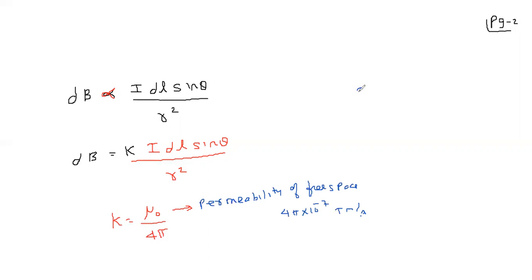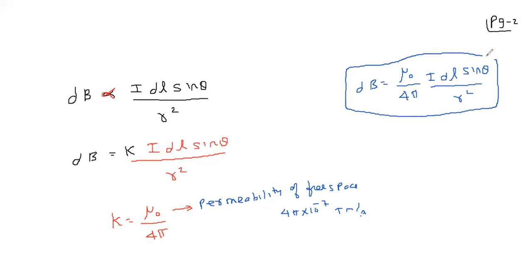So substitute the value here. dB is equal to what? Mu naught by 4 pi I dl sin theta by r square. This equation is called what? Biot-Savart law. If you want to write in vector form, dB vector is equal to mu naught by 4 pi I dl vector cross r cap by r square.